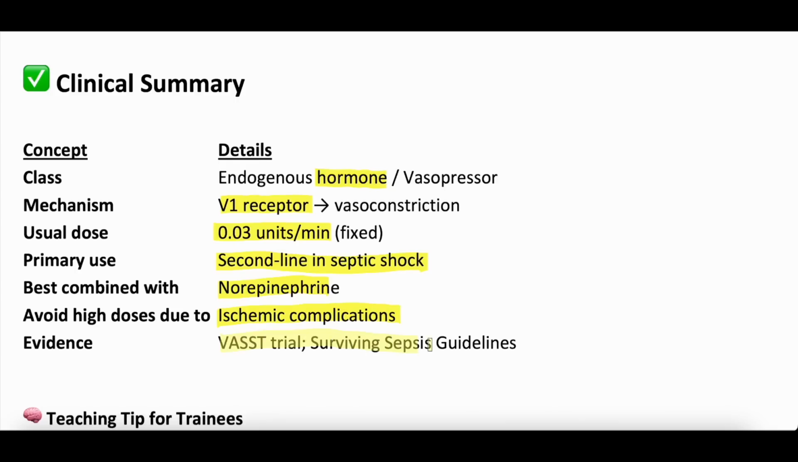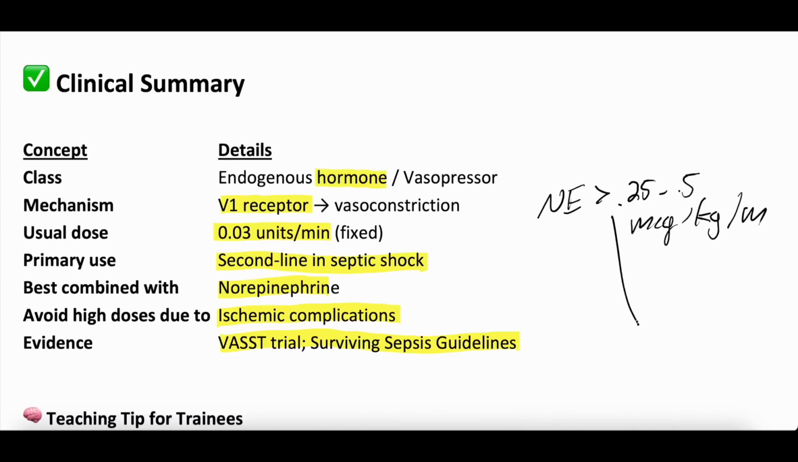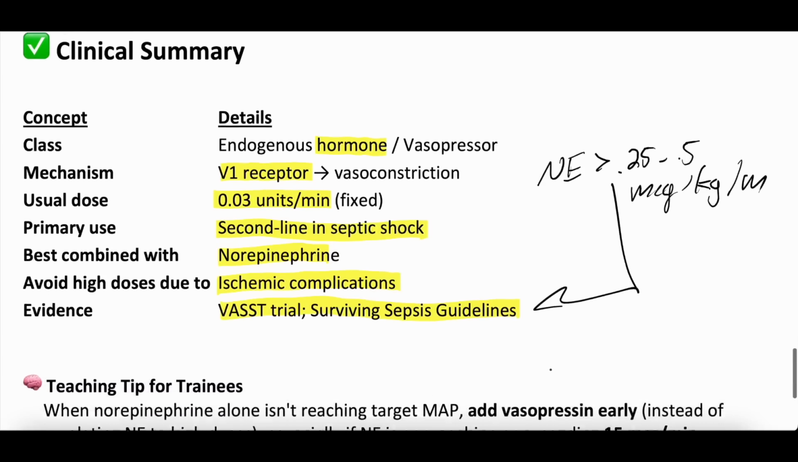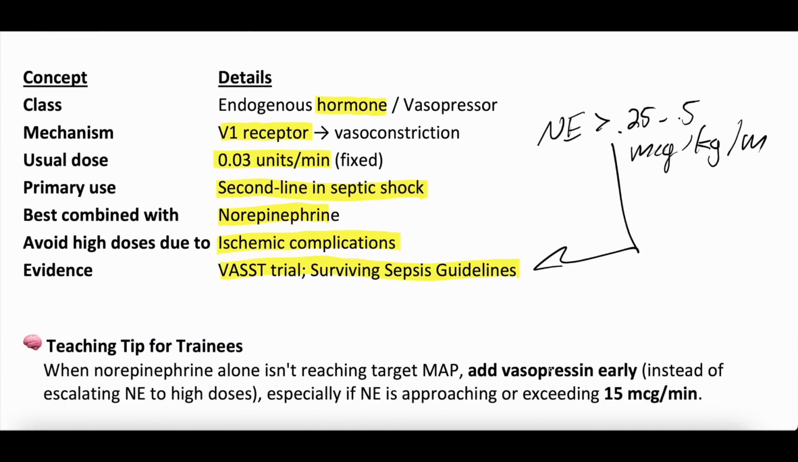And then there is some evidence, particularly the VAS trial, that has led to vasopressin being included in the Surviving Sepsis guidelines as an add-on to norepinephrine. If a patient's on norepinephrine at greater than 0.25 to 0.5 micrograms per kilogram per minute, the Surviving Sepsis Campaign would suggest adding on fixed-dose vasopressin. So just a little tip, when norepinephrine alone is not reaching the target MAP in a patient in septic shock, add vasopressin. Consider adding it even a little earlier, but especially as norepinephrine is exceeding about 15 micrograms per minute, which is right around that 0.25 to 0.5 micrograms per kilogram per minute dose.